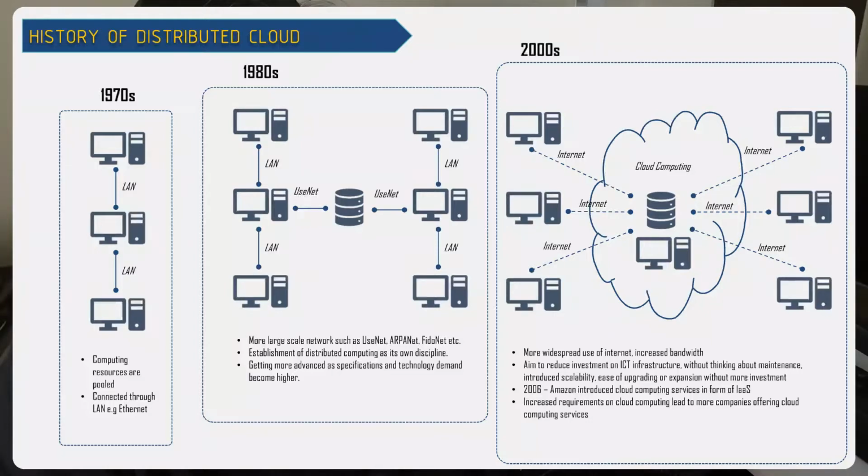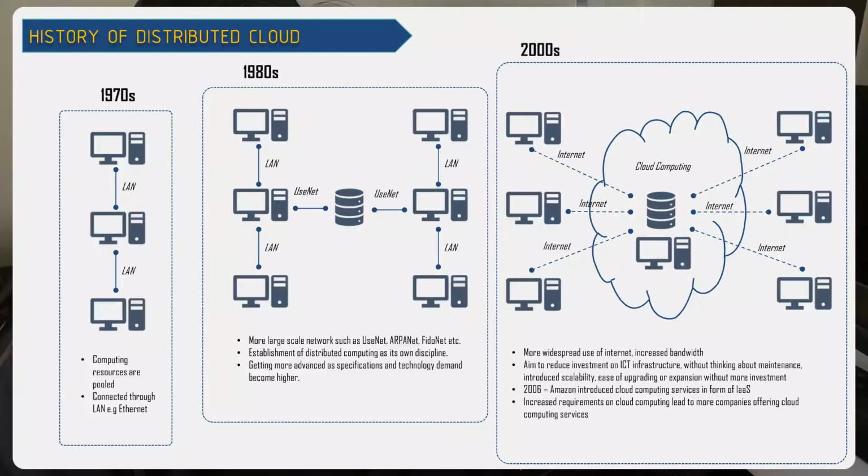While in the 2000s, there is more widespread use of the internet and increased bandwidth, whereby people are going from 64K modem, 32K modem, through more advanced broadband such as ADSL and fiber optics. And now business owners mostly aim to reduce investment on ICT infrastructure without thinking about maintenance, and introduce scalability, ease of upgrading or expansion without more investment.